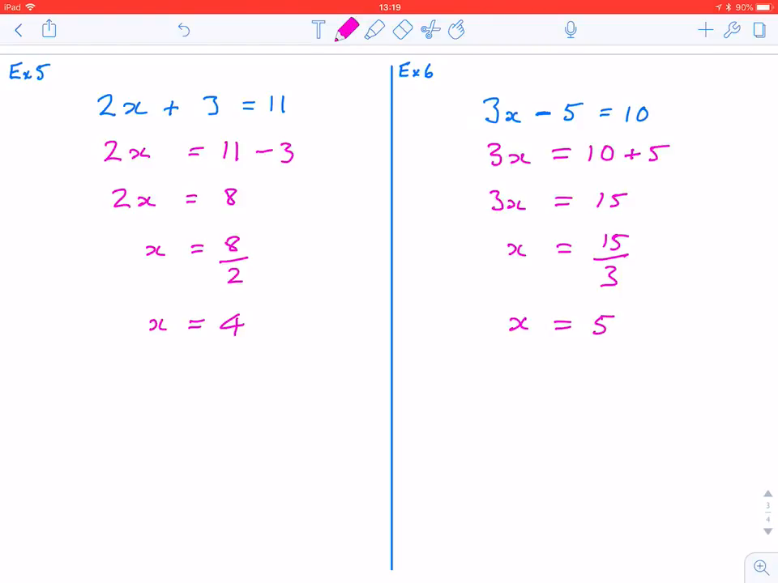Let's check that answer in the blue equation at the top. 3 lots of 5 is 15. 15 minus 5 does indeed give 10. So it's a true statement. And that's the end of the recap.